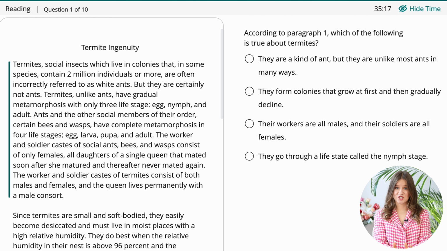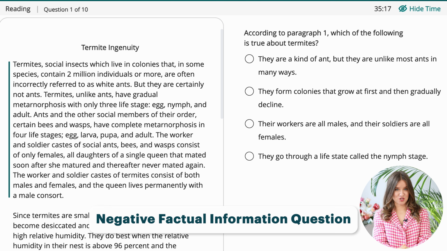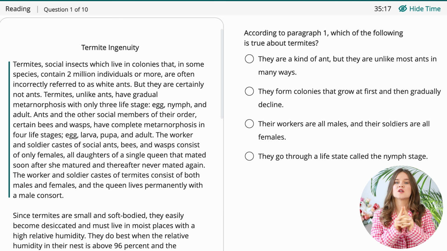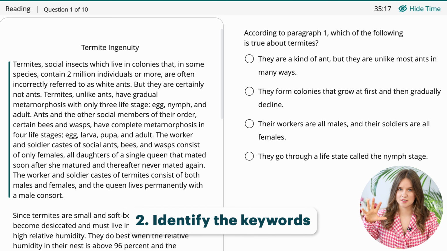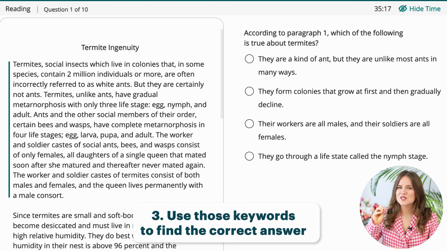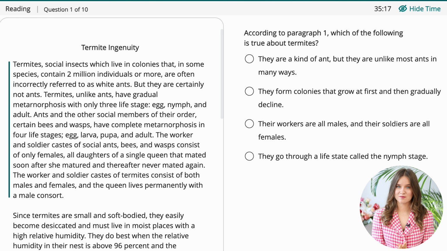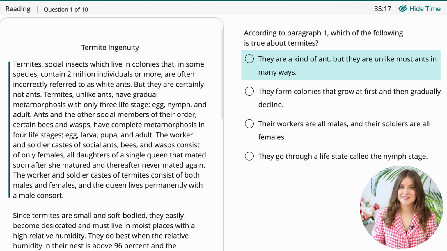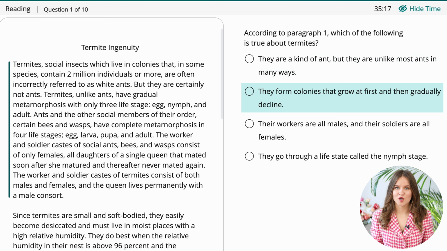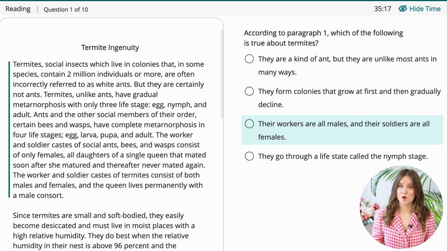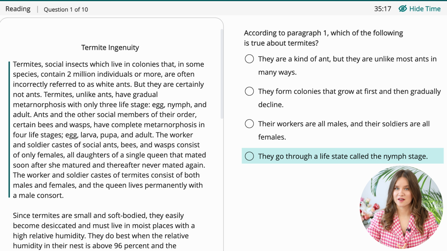In situations like this, you need to use the same strategy that you'd apply for a negative factual information question. This means you should first look at the answer options, identify the keywords, and then use those keywords to find the correct answer. From the answer choices, I can see that termites are a type of ant, but they differ from other ants in many ways. Termite colonies first grow and then decline. All workers are male and all soldiers are female. One of their life stages is called the nymph stage.